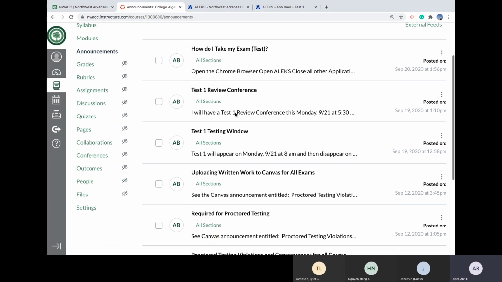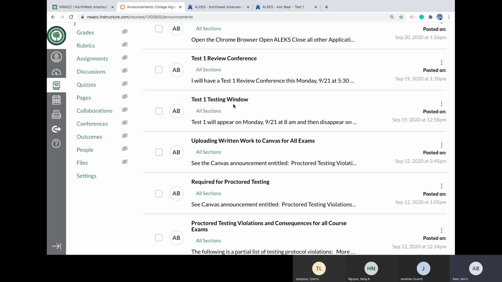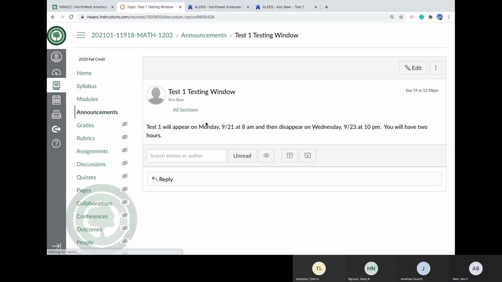So we know about the Test 1 review conference if you're here. The Test 1 testing window: Test 1 appeared at 8 a.m. this morning, and it will disappear this Wednesday at 10 p.m. You will have 2 hours to take the test.